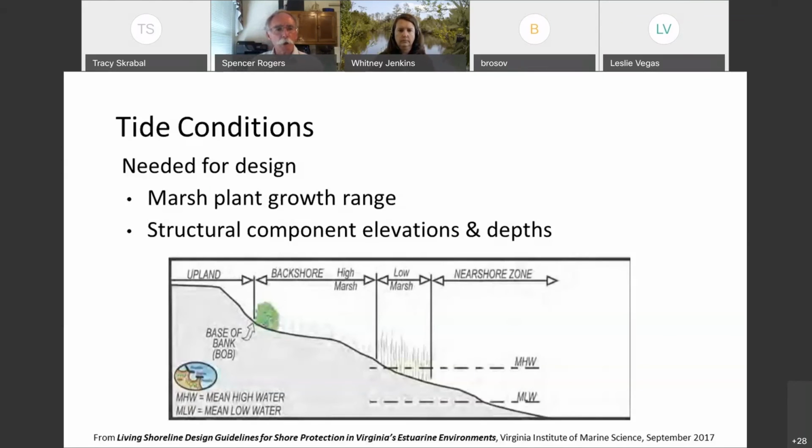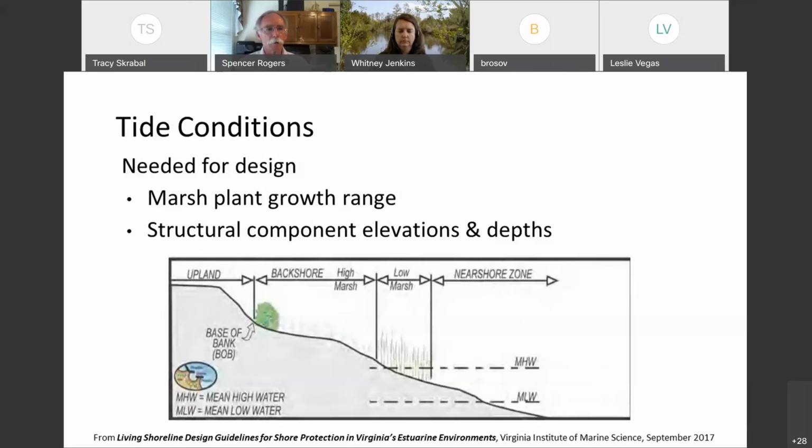Tide conditions are very important. That's particularly necessary when you're looking at planting marshes or new marsh plantings. The marshes that we commonly use have relatively narrow tide ranges that they prefer to grow in. The smooth cordgrass, for instance, you'll learn, likes a depth range of between mean high tide and mid tide. So it likes to get wet part of the day, but not all the day.